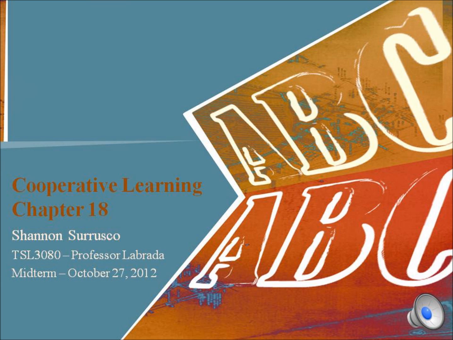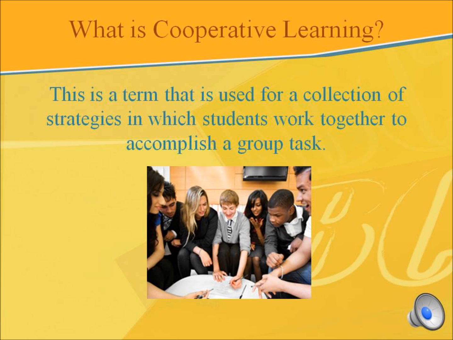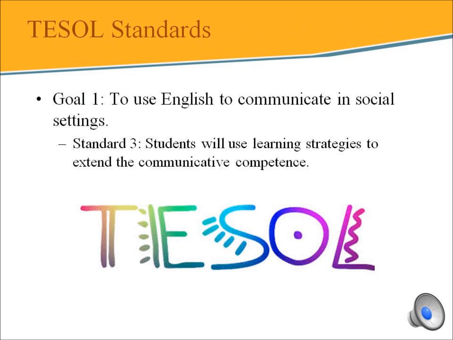The chapter that I chose to introduce is Chapter 18, Cooperative Learning from the Harrell and Jordan book, 50 Strategies for Teaching English Language Learners. What is cooperative learning? Cooperative learning is when students work together to accomplish a group task. The group task is specifically structured so that each member of the group is able to perform their own task or role. This involves three main TESOL standards.